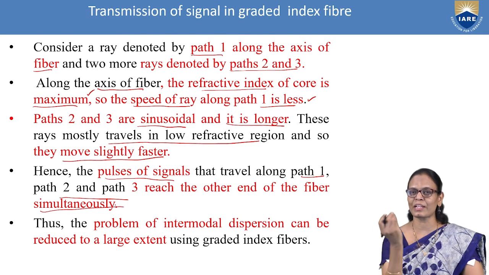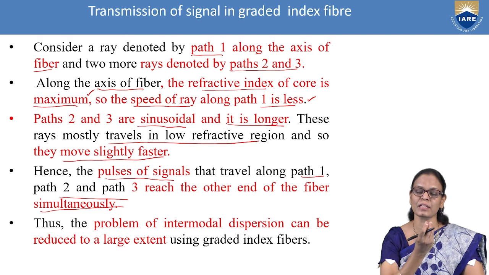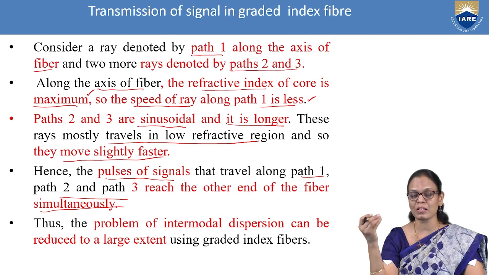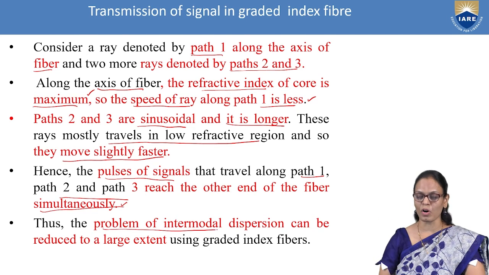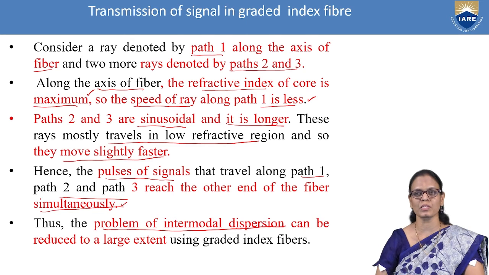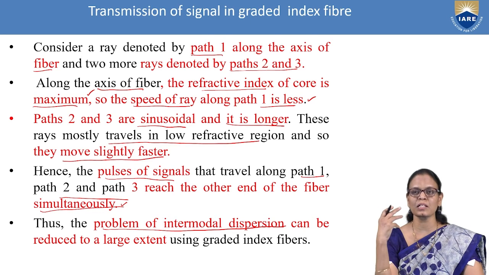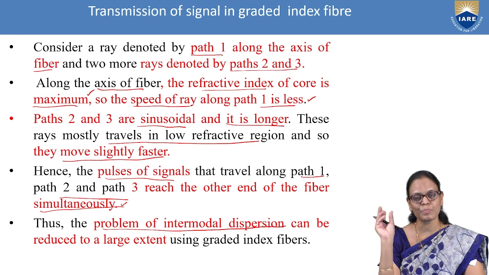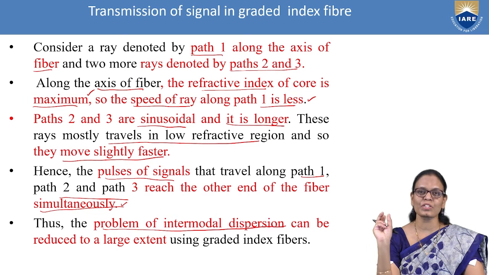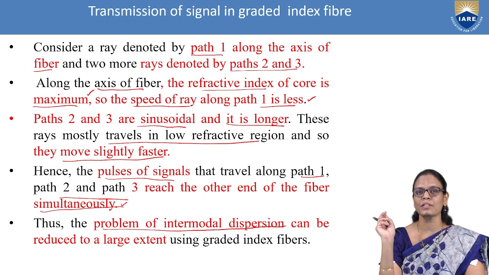The one which is traveling along the higher refractive index at the center is traveling slowly. The one which is coming from the surface, which is having a less refractive index, is traveling faster. So they reach simultaneously. So the problem of intermodal dispersion. What is intermodal dispersion? Here the signals, when they arrive at the output at different times, there may be a spreading of the signal, which creates a lot of distortion, which we are calling intermodal dispersion.